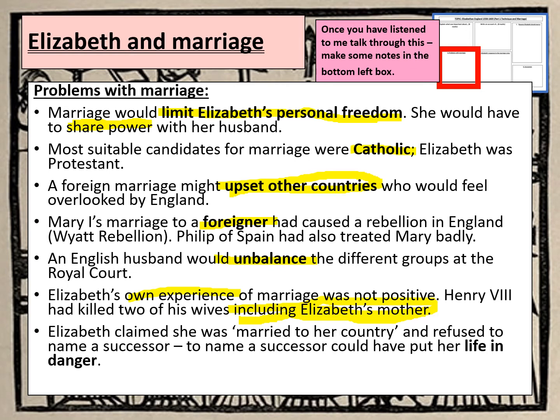Elizabeth herself as well claimed that she was married to her country. She declared that she didn't really need a husband and refused to name a successor. And naming a successor could have put her life in danger, as others upset about that might try and challenge her. So make sure again you pause the video and make some notes from this slide.